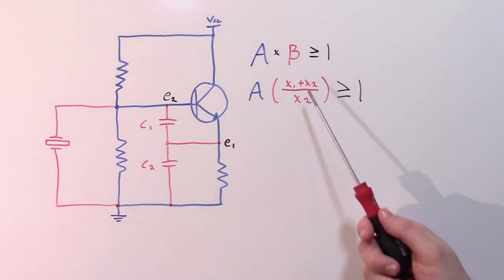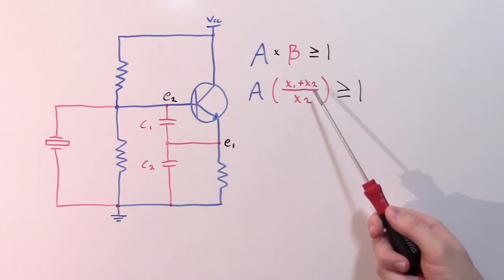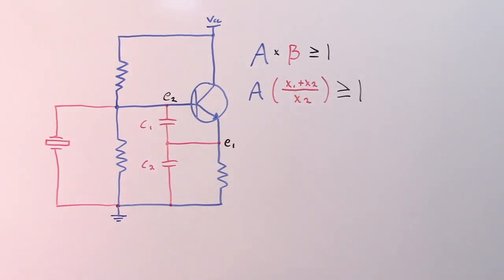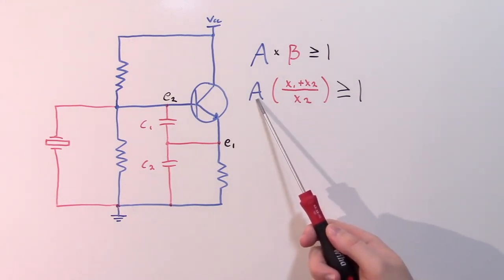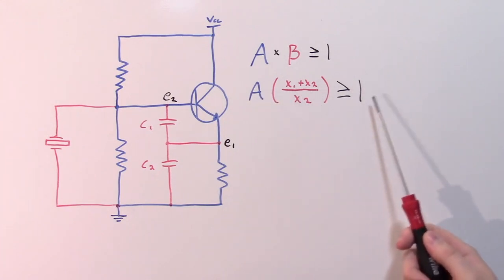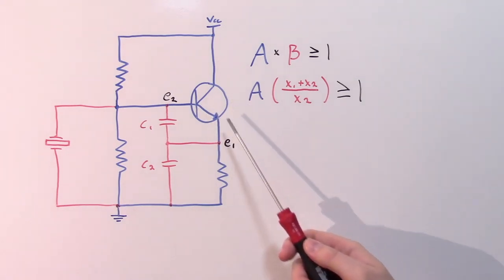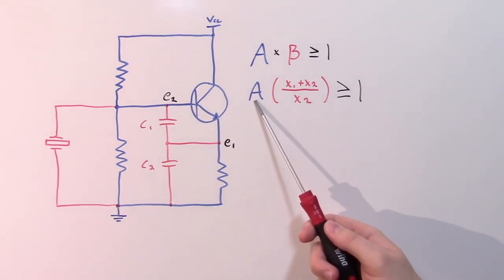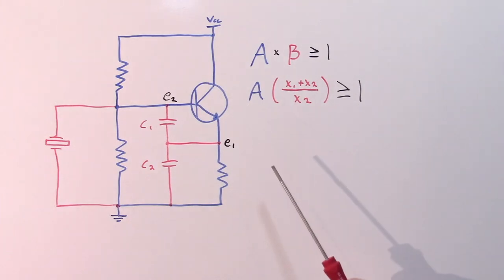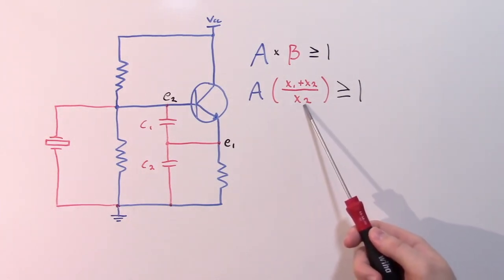Well, we know that if we make X2 very small and X1 very large, we'll get a lot of gain in our feedback network. However, we can't ignore the gain of our amplifier because it is the product of these two gains that must be greater than or equal to 1. Now, we know that for an emitter follower, the gain is always going to be less than 1. However, what happens if we make X2 very small?